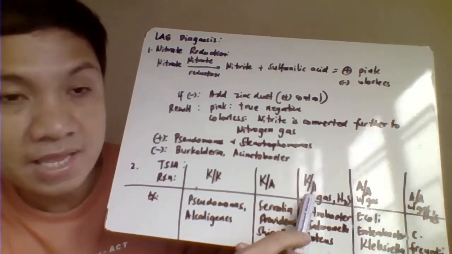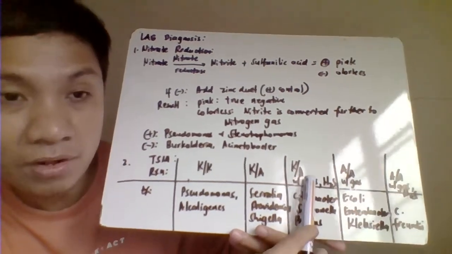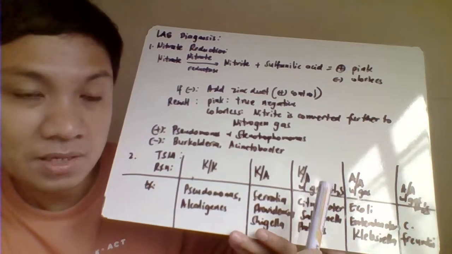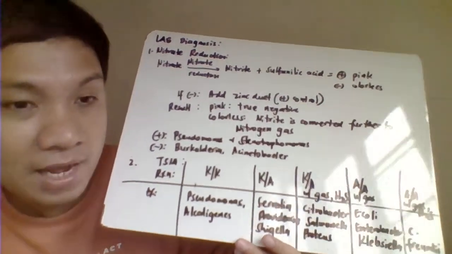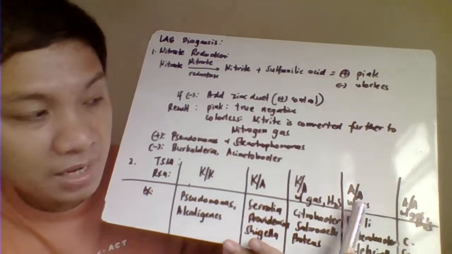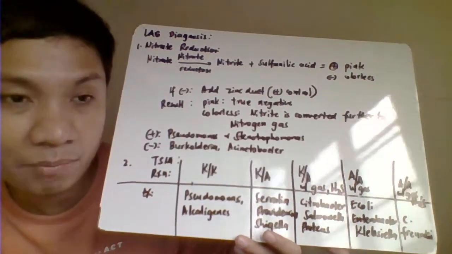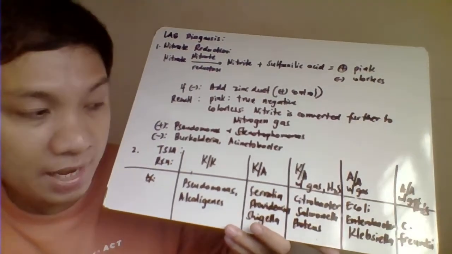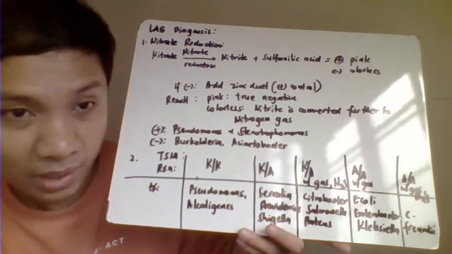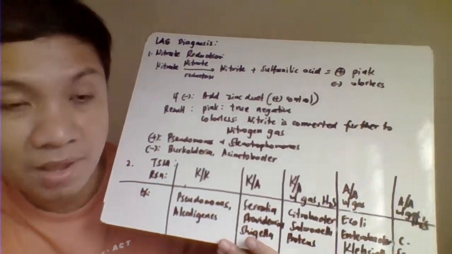Then we have K over A, so they do not ferment the lactose and sucrose on top, which is red, and the bottom is yellow, meaning they ferment your glucose. They have gas and H2S. That's the case of your Salmonella, your Citrobacter, and also your Proteus. Then A over A with gas, no H2S: E. coli, Enterobacter, and also Klebsiella. And we have A over A with gas, with a crack in your media, and H2S with blackening of the colony. That's the case of Citrobacter freundii.